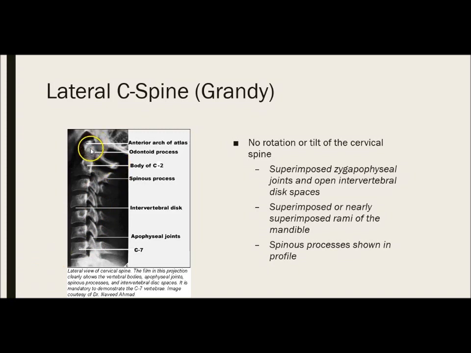So as you can see in this image here, we see 1, 2, 3, 4, 5, 6, 7, and then we see the third of T1 here. So that's an acceptable image.